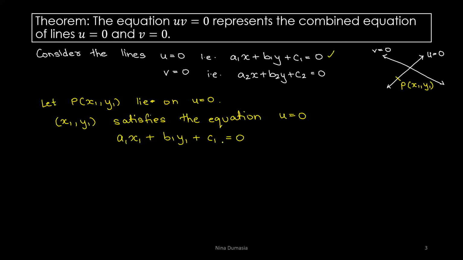Okay, now what I am going to do is I am going to check whether ये जो point P है जो अभी फिलहाल सिर्फ U पे है, does it satisfy the equation UV is equal to 0? तो हम वही करने वाले हैं to show that. So we want to show that x1 comma y1 satisfies the equation u into v is equal to 0.